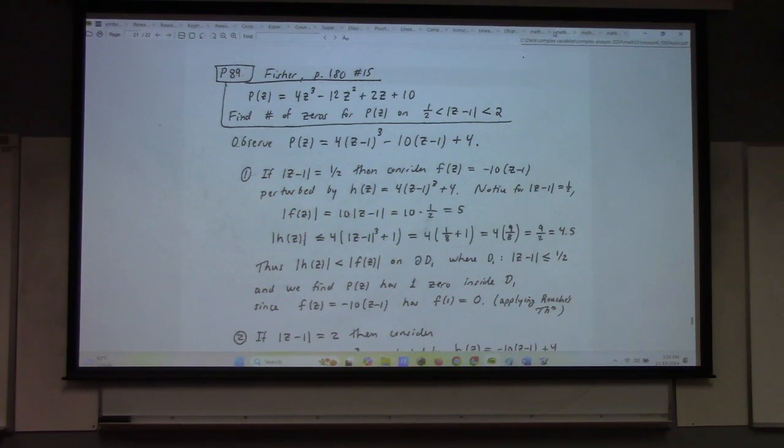So the idea here is to find the number of zeros within 2, and then also find the number of zeros within a half, and then you just subtract to get the number of zeros between a half and 2. So if we're looking at a half, we can use that as our nice function, and we can use the rest of it as the perturbation. Then, if we've got modulus of z minus 1 equal to a half, modulus of f of z is actually 5 there, whereas h of z is at most 4.5, which is of course less than 5. So yay! Rouché's theorem says that there is 1 zero within the half radius circle centered at 1.